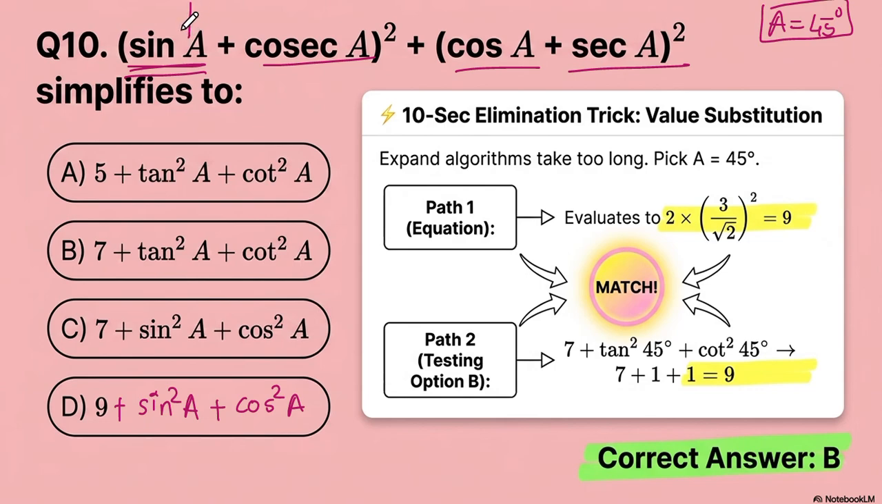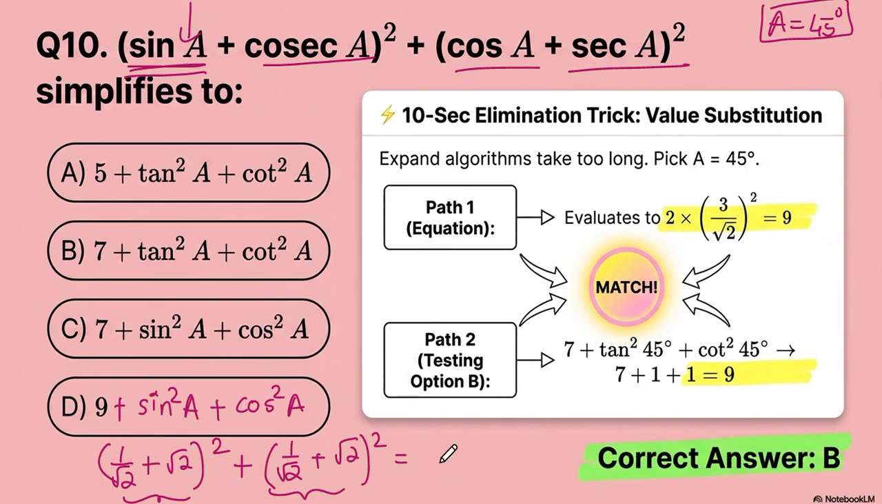If we apply here sin 45, which is 1 by root 2, so I write here 1 by root 2 plus cosec a. Cosec 45 is root 2. Then the whole square. Plus in the second bracket we have cos a. So a is 45, so again 1 by root 2 plus sec 45, which is root 2. Again the whole square. So both the brackets are exactly the same with the whole square.